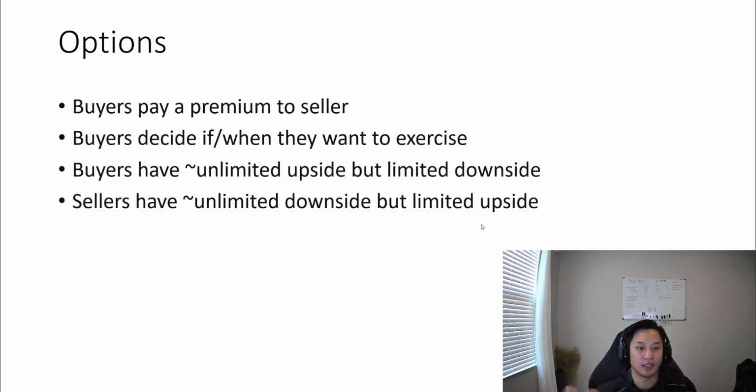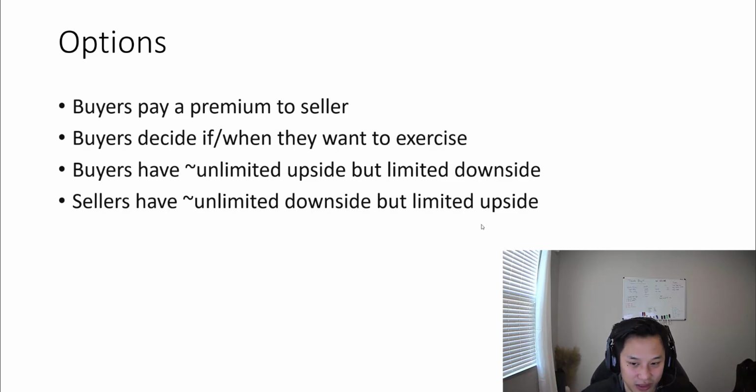Okay, and because of this, buyers have limited downside, because the most they can lose is that premium they pay to the seller, right? Because if the trade doesn't go in their favor, they say, hey, you know what, I'm gonna forget it, you keep it, I'm not gonna exercise, right? The flip side is true for the seller, right? You have limited upside because all you can make is that premium you collected, but unlimited downside. So if the trade doesn't go in your favor and the buyer exercises, then you will lose a quote-unquote unlimited amount of money.